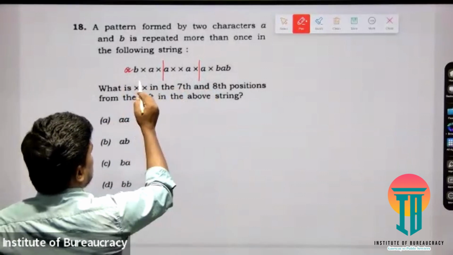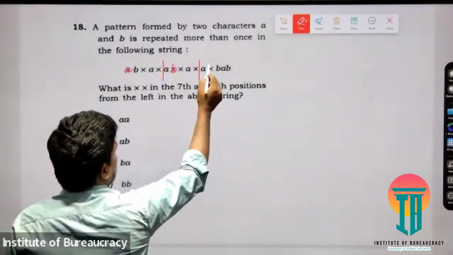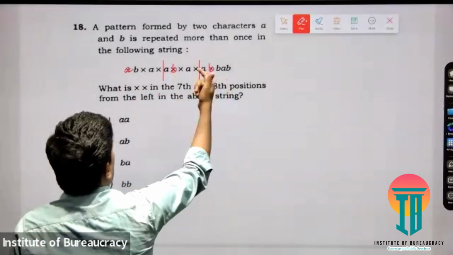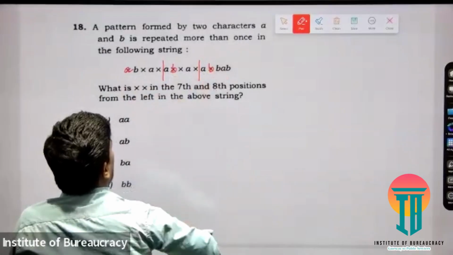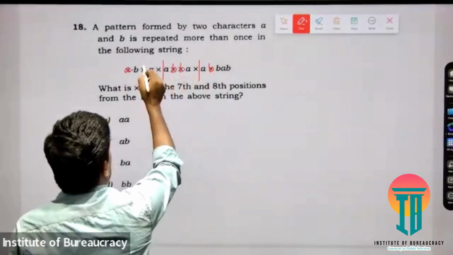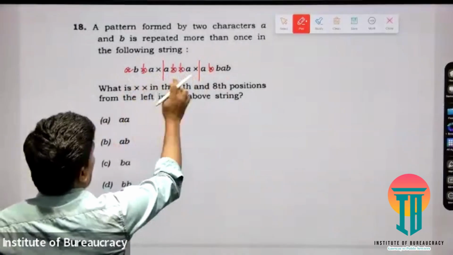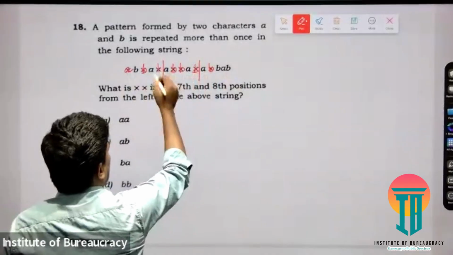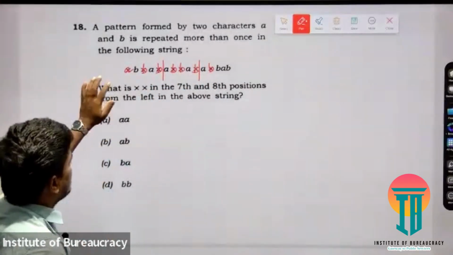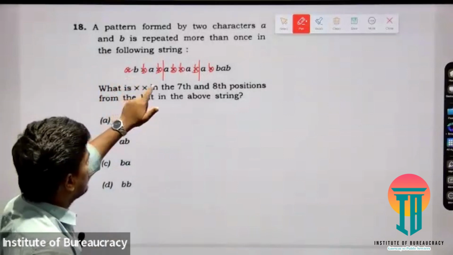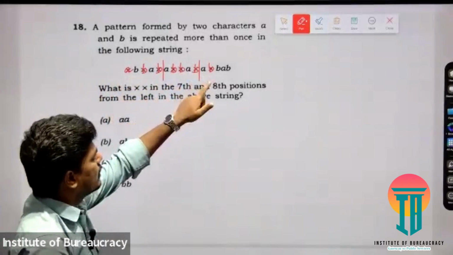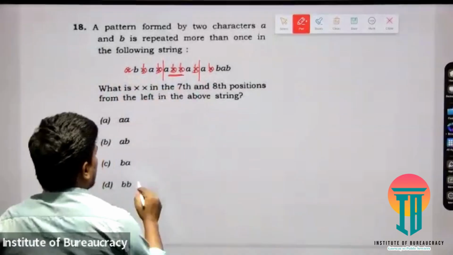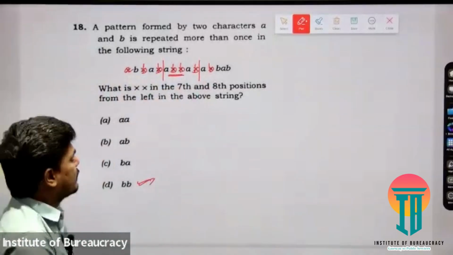And then the second letter is B, so here also it is going to be B, here also it is going to be B. Okay. Here the third letter is B, here also the third letter is B, here also the third letter is B. Fourth letter is A, fourth letter is A, fourth letter is A, matched. Fifth letter is B here, here also it is going to be B. So now we are having A, B, B, A, B, A, B, B, A, B, A, B, B, A, B. So there is a pattern. So in the place of seventh and eighth place, what has come? B, B has come. Therefore, option D is the answer for this question.